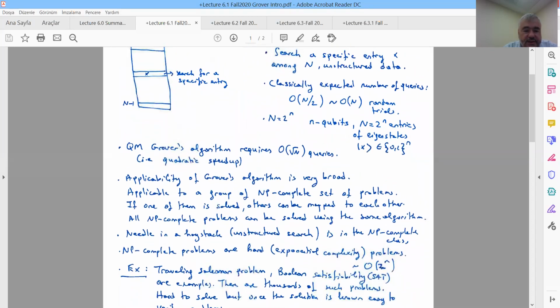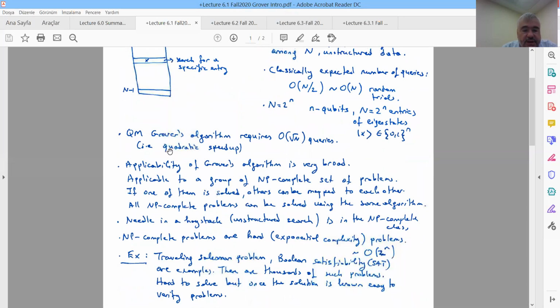On the other hand, we'll see that quantum mechanically, Grover's algorithm requires order square root of N queries. So this is a quadratic speedup. It's not an exponential speedup, but still it's important. If you assume, for instance, 1 million entries in this database, the square root of N is 1000. So classically, you would need 1 million queries, but quantum mechanically, you would need 1000 queries. Still, it's quite a bit of improvement.